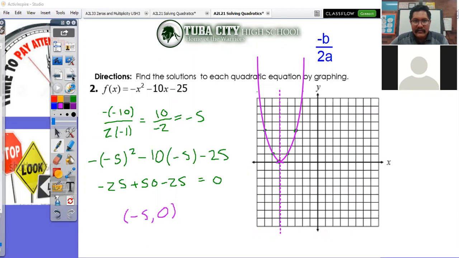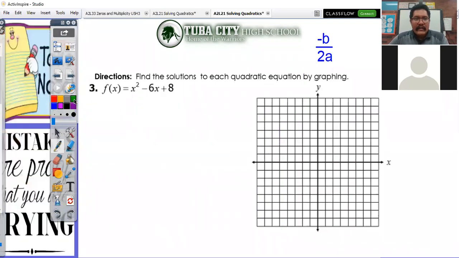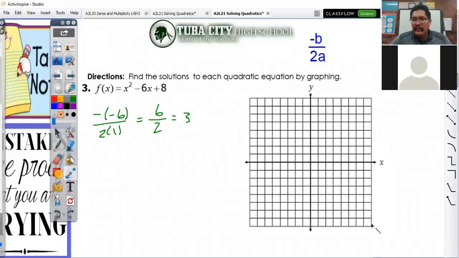And I'm going to keep things moving along. Let's go ahead and graph this one using our axis of symmetry formula. So I get the opposite of negative 6, over 2a, so 2 times a, which in this case is just 1. 6 over 2, which is 3. And in this case, that means my axis of symmetry will be at the x value of 3.